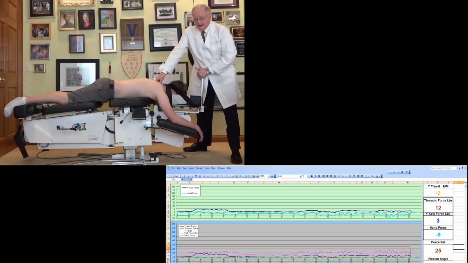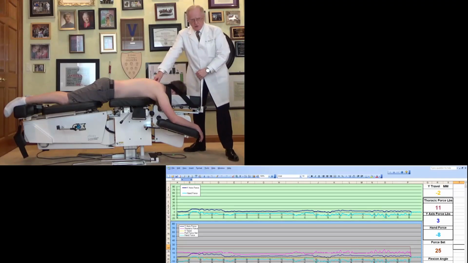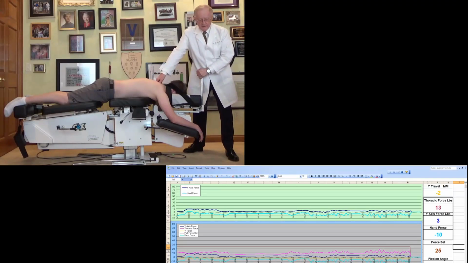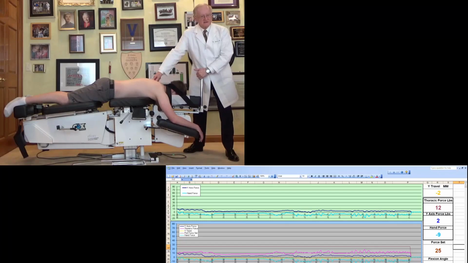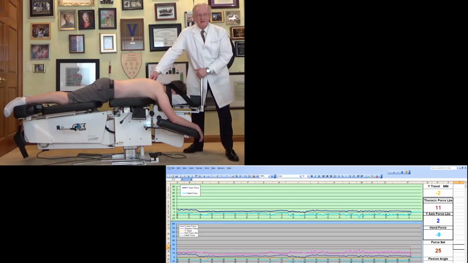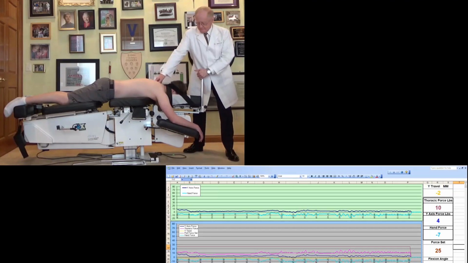Remember that upper thoracic manipulation has been shown in the literature to increase cervical range of motion better than the actual treatment of the cervical spine itself. So when you and I do both, we have a pretty powerful weapon with Cox Technique.